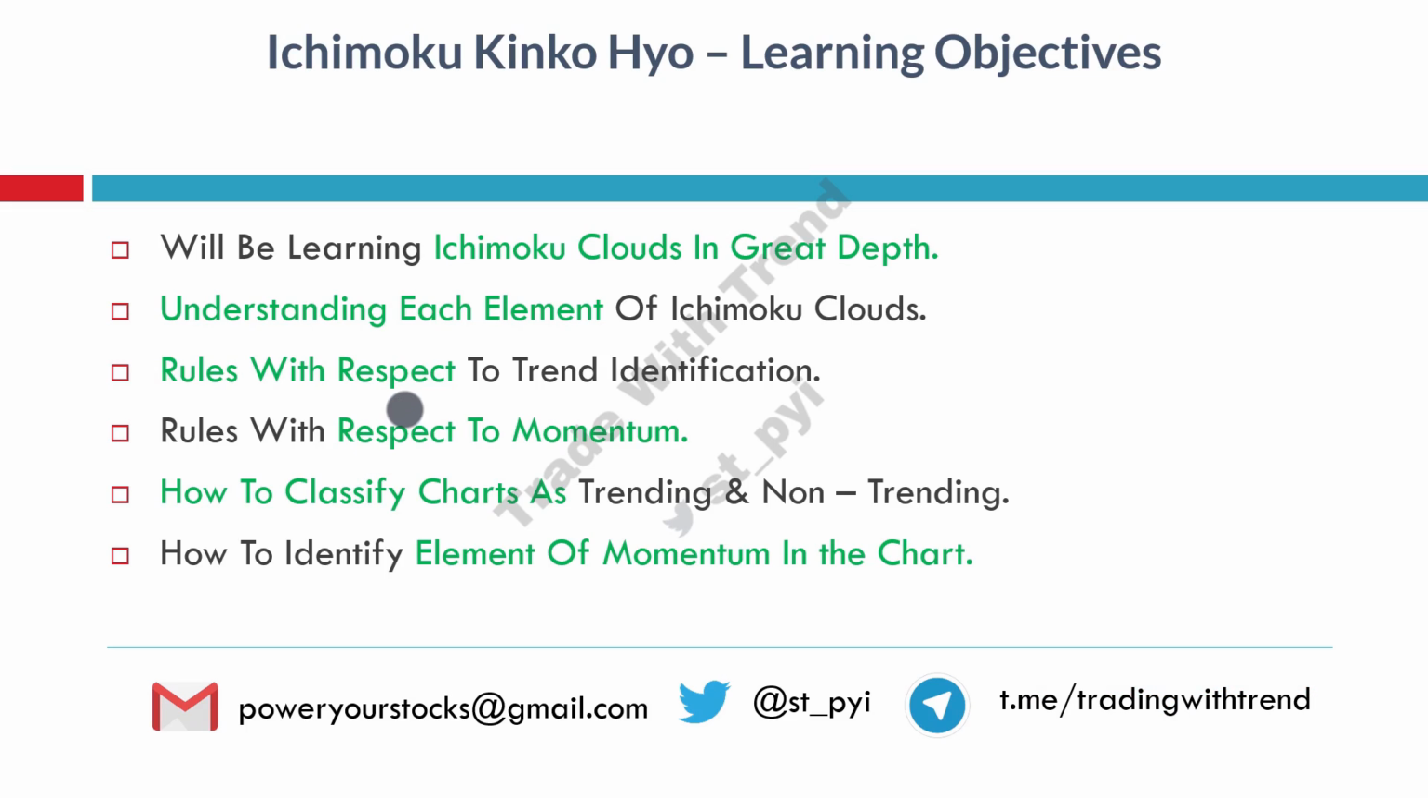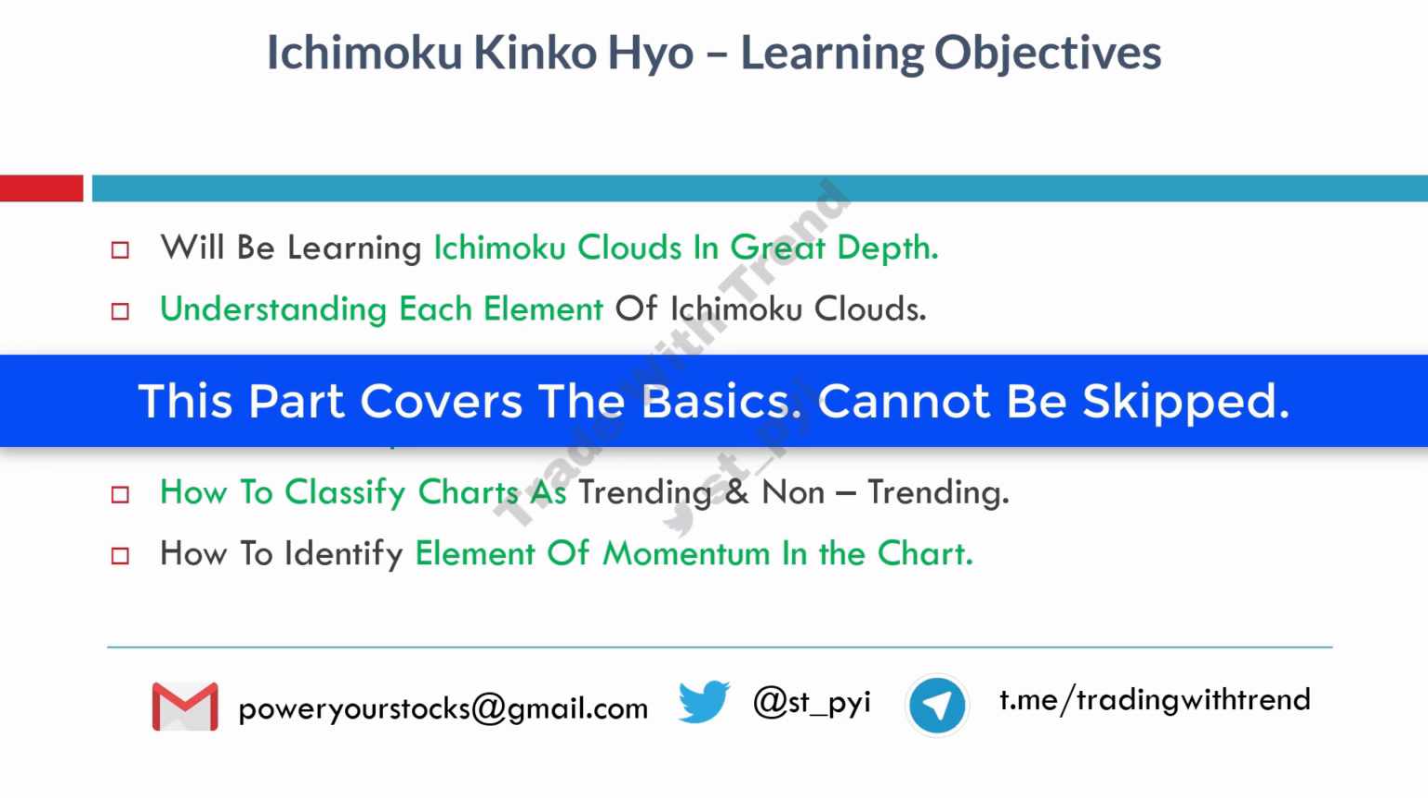Ichimoku Cloud is one of the most underrated indicators out there in the market. Not only does this indicator help you identify which stocks to focus upon, it also helps you identify precise moments when you should be participating in the stock.